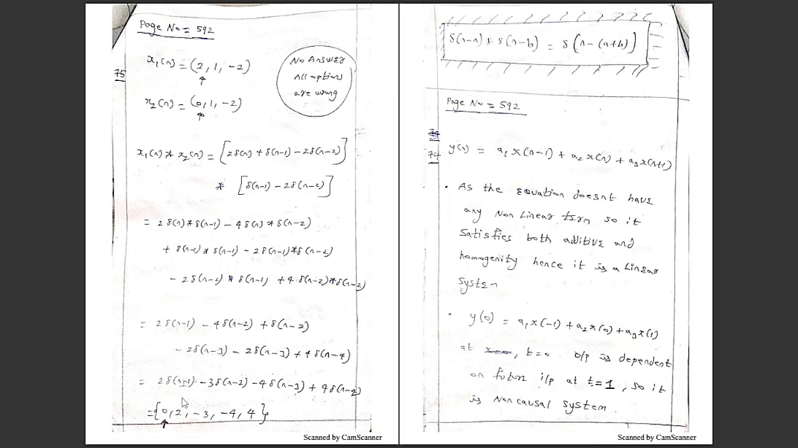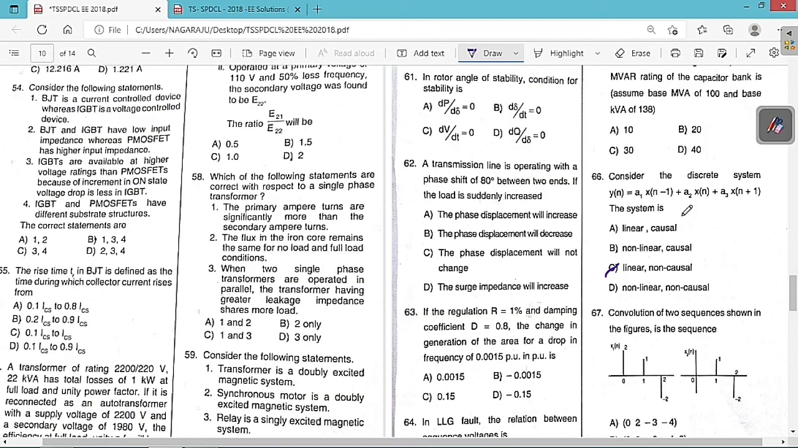This is the convolution, but this is not present in any of the options. So this is the correct solution of this question. So you have to use this principle, which is delta of n minus a convolution of delta of n minus b is equal to delta of n minus of a plus b, in order to simplify this one. So now we are going to solve this question.